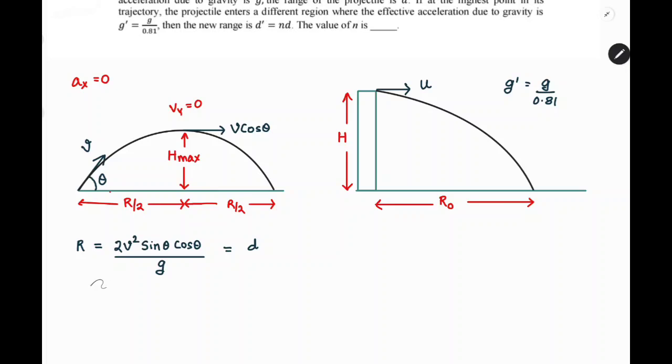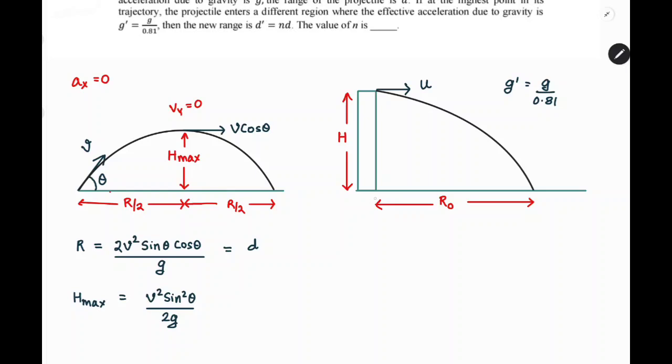Now it is also attaining a height as it is travelling the projectile path. So h maximum can be written as v square sine square theta by 2g. So over here we can say that this is the case which will become once it enters the region of different acceleration due to gravity. So at this point when the velocity is v cos theta and height is h max, which is v square sine square theta by 2g, it enters a different region where the effective acceleration due to gravity becomes g dash, which is equal to g upon 0.81.